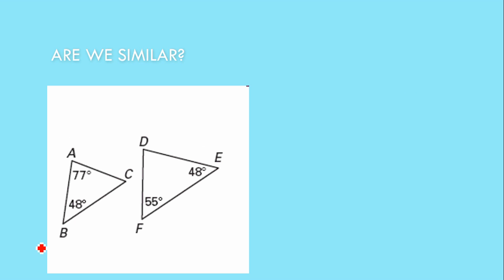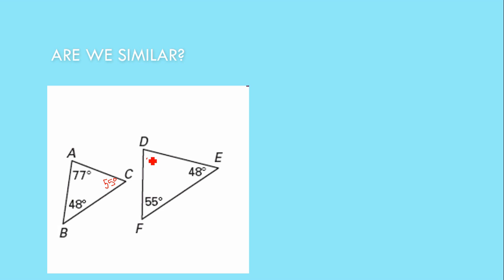What about these two? Well, we have a 77-degree angle, a 48-degree angle, and on this one we have a 48-degree angle and a 55-degree angle. So at first glance it looks like no. But please remember that in triangles there are 180 degrees. So if we did the math and calculated 77 and 48, and then figured out how many degrees were left, we'd find out that angle C is in fact 55 degrees.